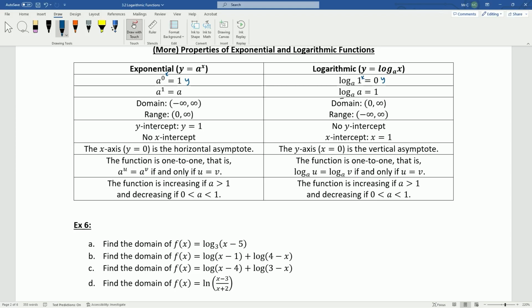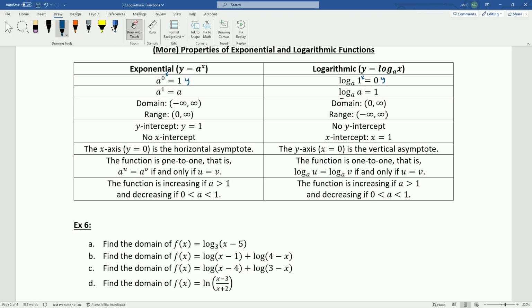Now, we knew that exponential functions had a y-intercept at y equal to 1, but remember, we're switching x and y values on these graphs, so that means that logarithmic functions have an x-intercept at x equals 1. And exponential functions didn't have an x-intercept, so logarithmic functions don't have a y-intercept. We knew that exponential functions had y equals 0 as a horizontal asymptote, but again, we're switching x and y values, so the logarithmic function has x equals 0 as a vertical asymptote.